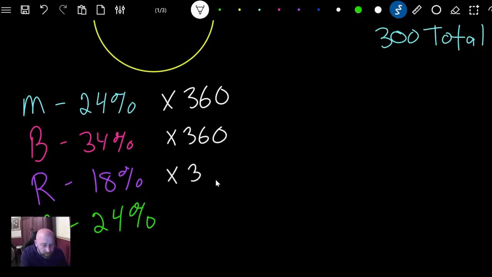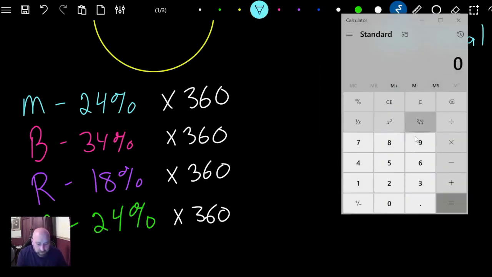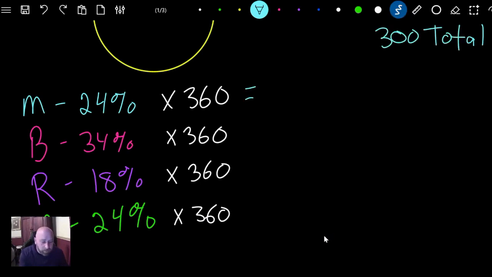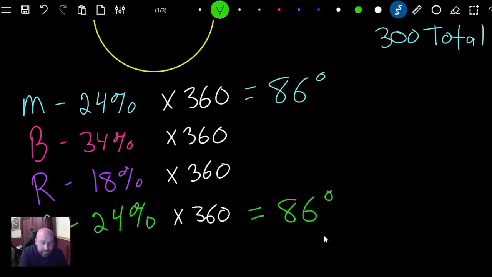And then what that'll do when you multiply your percent times 360 is that will tell you what percent of the circle each one is. So now we'll go back to the calculator. We'll do 24% times 360. So we'll clear that out. 24, actually 0.24 times 360. And that's going to give us 86.4. We'll just do 86. So 86 degrees. Now remember that amphibians were also 24%, so they're also going to be 86 degrees.